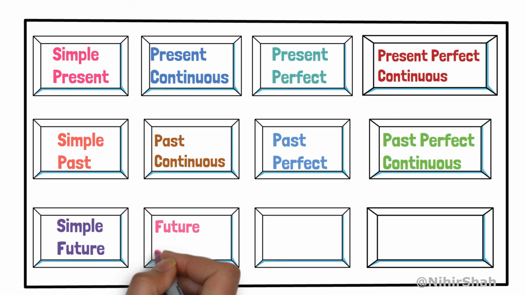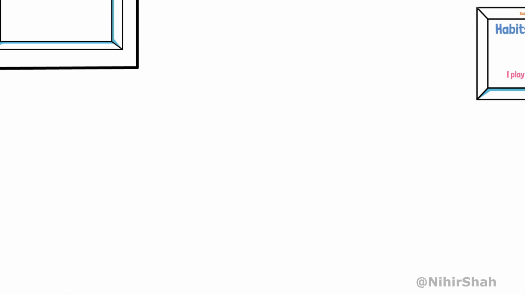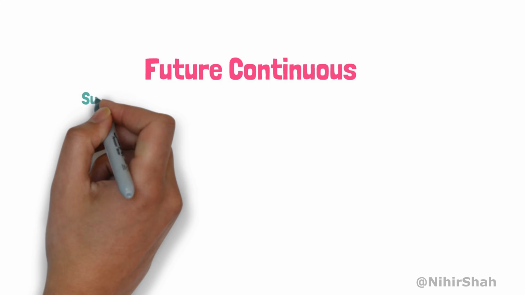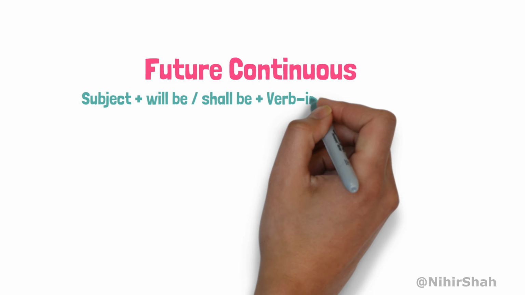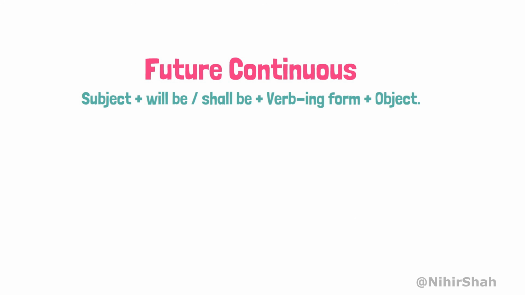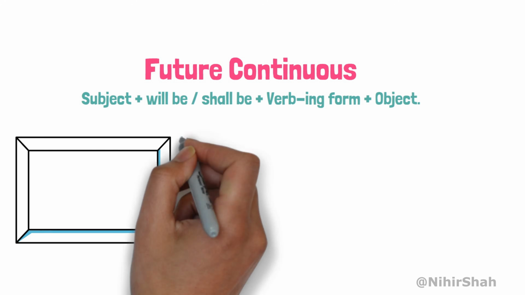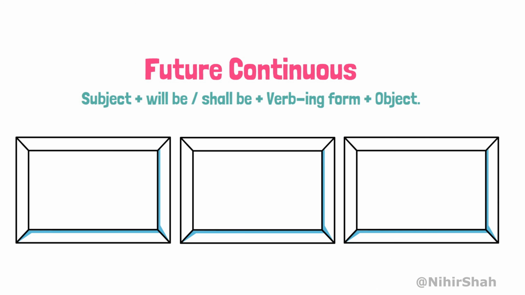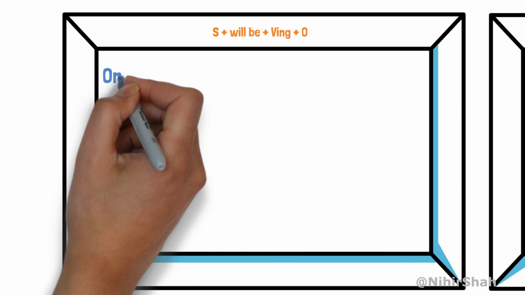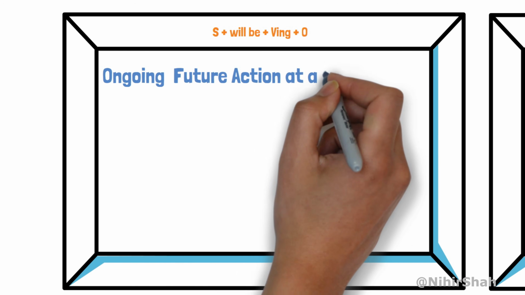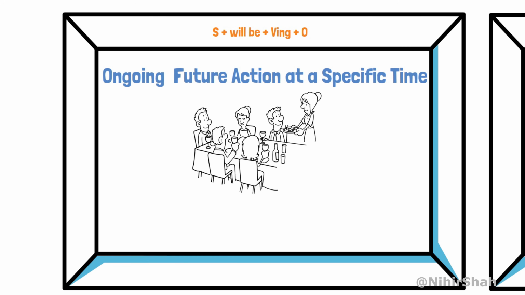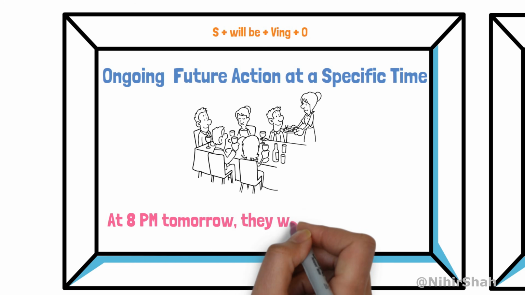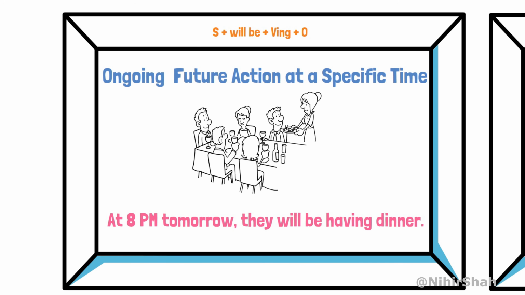Number 10, future continuous tense. The sentence structure is subject plus will be plus present participle or verb's ing form plus object. The future continuous tense is typically used in following context. Number 1, to describe actions that will be in progress at a specific time in the future. For example, at 8 p.m. tomorrow, they will be having dinner.